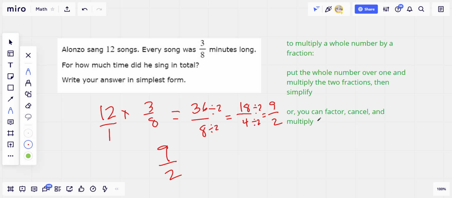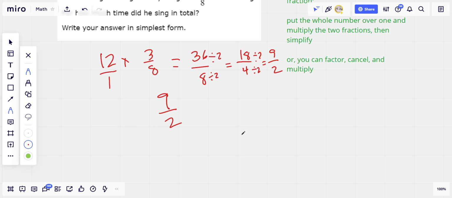Now, there's this other method. I've got it written down here. You can factor, cancel, and multiply. And this method is more work up front, but it saves on the simplification step. To do this, let's set this problem up again. We're going to write our numbers as products of prime factors. So 12 we could write as 3 times 4, but 4 is not prime, so 3 times 2 times 2. So 12 would be 3 times 2 times 2, and then over 1. And the 3, there's nothing we can do there. The 8 is 2 times 2 times 2.